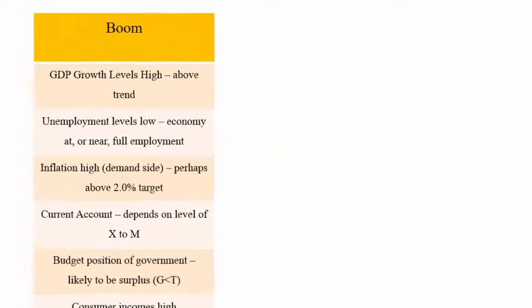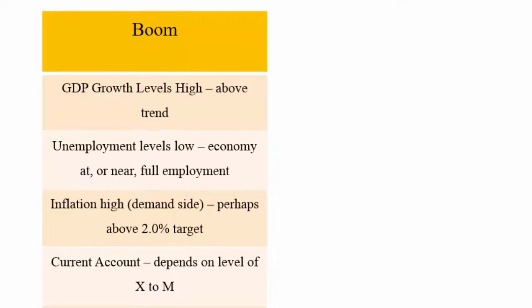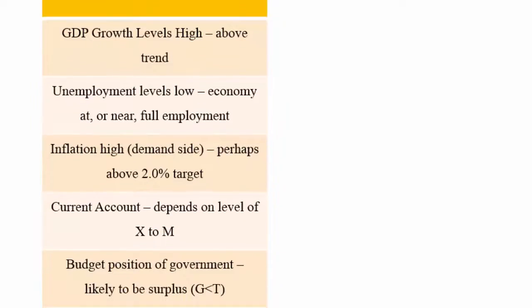So during a boom phase then, you'll have GDP growth levels quite high, unemployment levels low, the economy tends to be at or near full employment. In the short term, we can be beyond full employment, so workers working overtime and so forth. Inflation will tend to be high from the demand side, so perhaps even above the UK's 2% target. And of course, cost push inflation can be quite high during a boom phase as well if there's pressure put on the demand for raw materials.